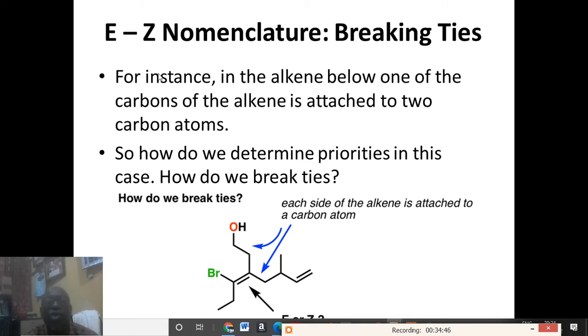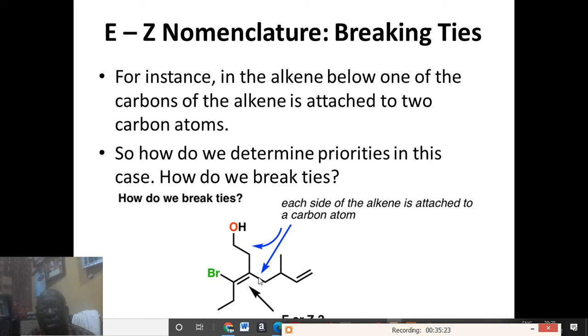In a situation where you have a tie, we break the tie just as we do for enantiomers. For instance, in the alkene below, one of the carbons is attached to two carbon atoms. How do you determine priority? You also walk to the next bonded atom. Here, if you consider this carbon atom, you have bromine and you have ethyl. Bromine has a higher atomic number than carbon, so bromine has the higher priority, 1.